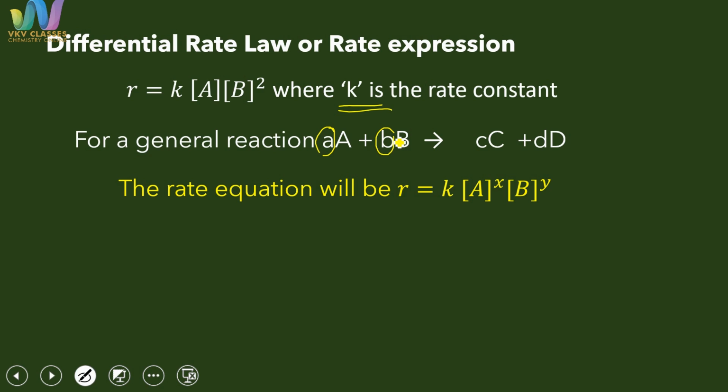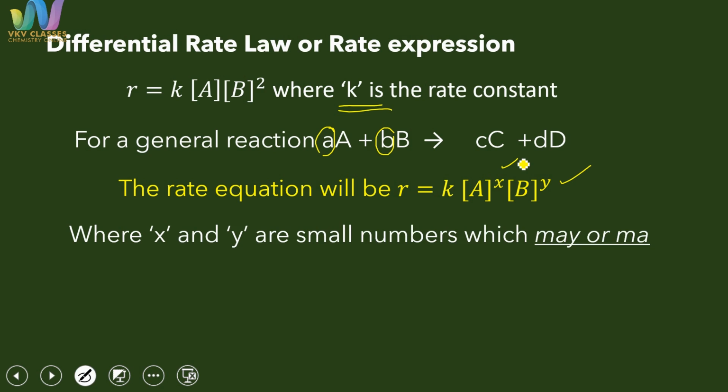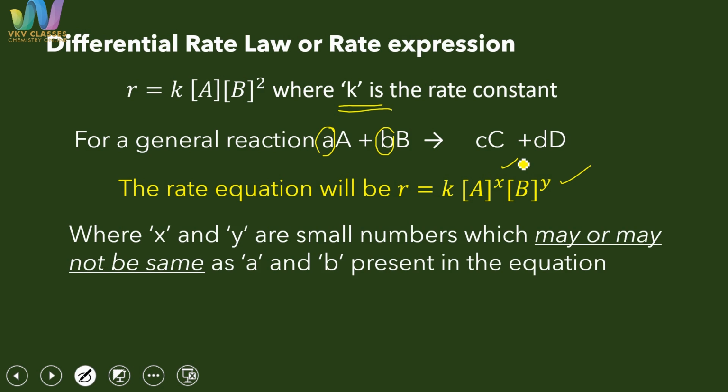അതല്ല റേറ്റ് ലോയിൽ വരുന്നത്. ഇവിടെ കൊടുത്തിരിക്കുന്നത് ഒന്ന് എക്സ് ആണ്, മറ്റൊന്ന് വൈ ആണ്. So x and y, what are x and y? x and y are small numbers and which may or may not be same as a and b. അതായത് റേറ്റ് ലോയിലുള്ള x ഉം y ഉം ഇക്വേഷനിലുള്ള a യുടെയും b യുടെയും വാല്യൂവിന് തുല്യം ആകണമെന്നില്ല. Sometimes equal, but always will not be equal.